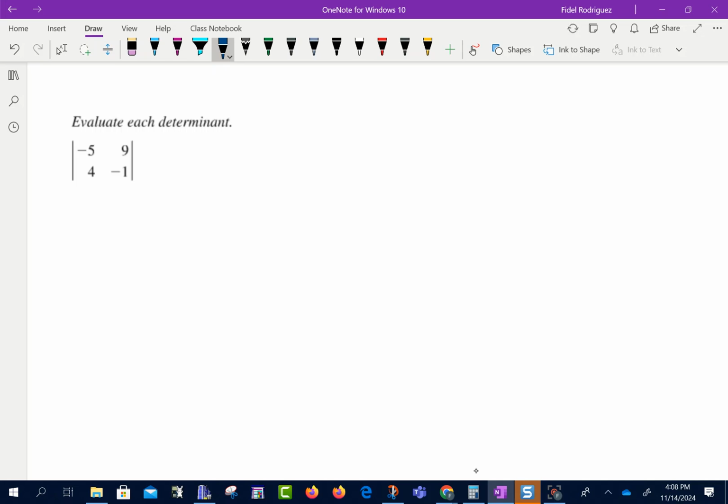Okay, let's just do the same thing. We're going to multiply here, negative 5 times 1, negative 5. We're going to multiply here, 4 times 9, 36. We're going to subtract those numbers, y'all, negative 31. For a 2 by 2 matrix, y'all, again, two rows, two columns, very simple to do.